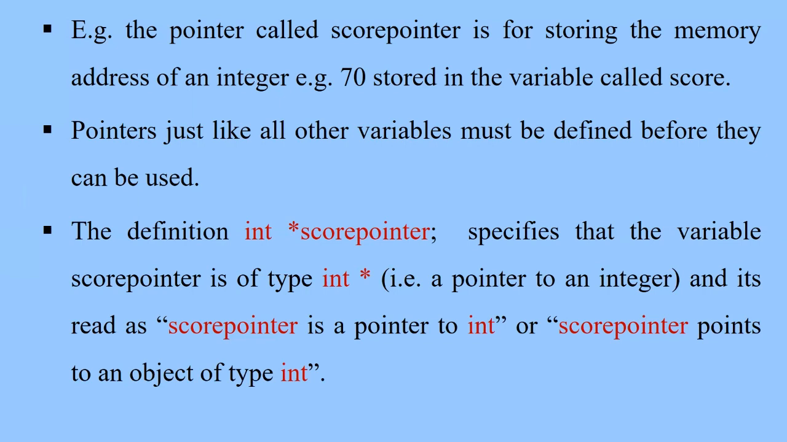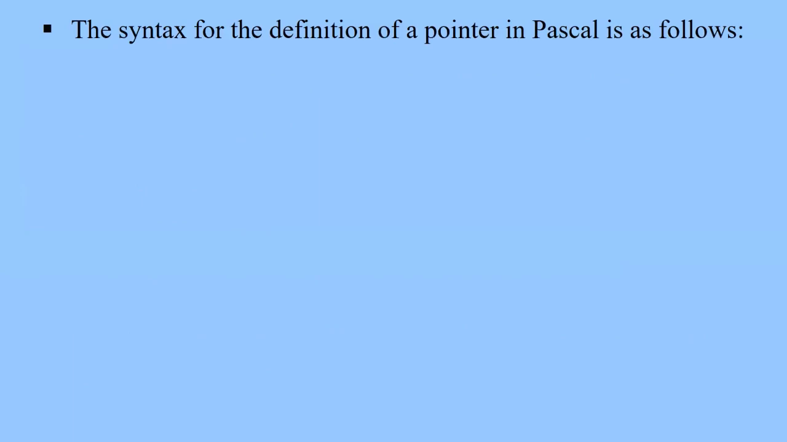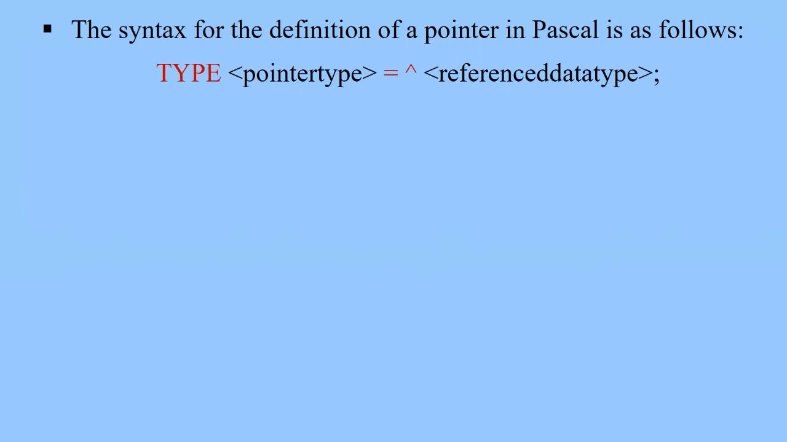For example, a pointer to an integer. It's read as score pointer is a pointer to int, or score pointer points to an object of type int. The syntax for the definition of a pointer in Pascal is as follows. So we have type, pointer type equals to, then caret, reference data type. And then we have variable, pointer name of type pointer type.